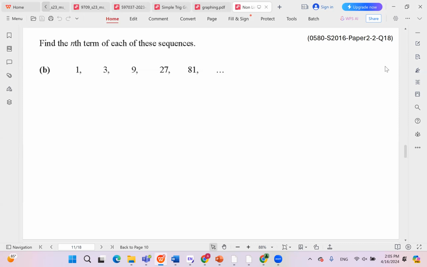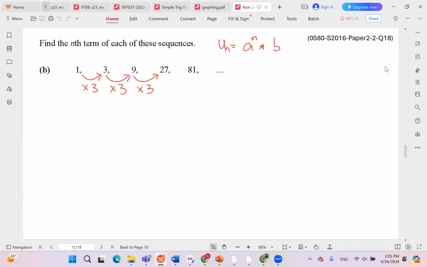So from 1 to 3, we have here times 3. Here as well, we have times 3. Here as well, we have times 3. So this is what we call an exponential sequence. An exponential sequence basically has the formula a power n times b. So un is equal to a power n times b.